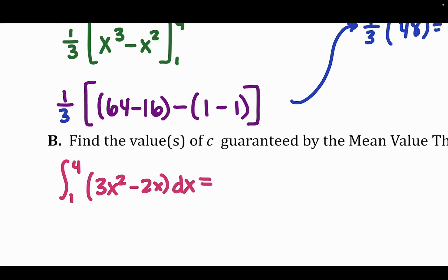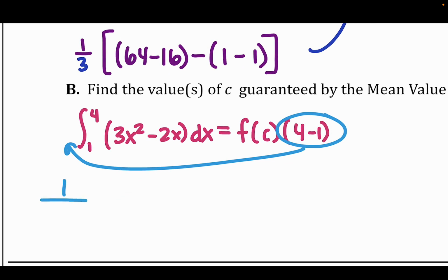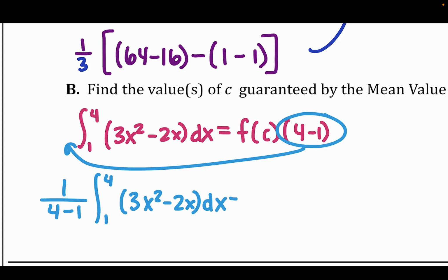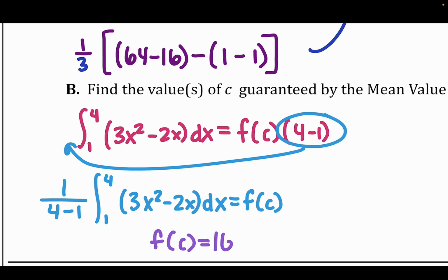and that's supposed to equal f of c times 4 minus 1, which I can rewrite. I can take this and divide both sides by it, bring it in front. So now it's 1 over 4 minus 1, integral of 1 to 4, 3x squared minus 2x with respect to x, and that equals my f of c. Now we just found this, right? We just found this on letter A. We found that that equals 16. So I know that f of c has to equal 16 somewhere.